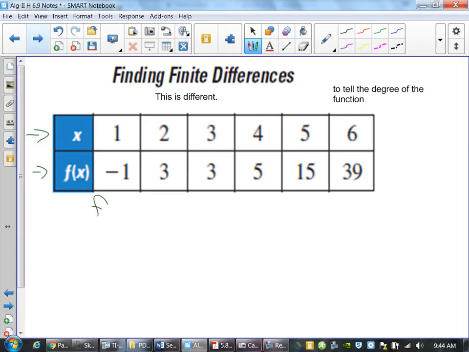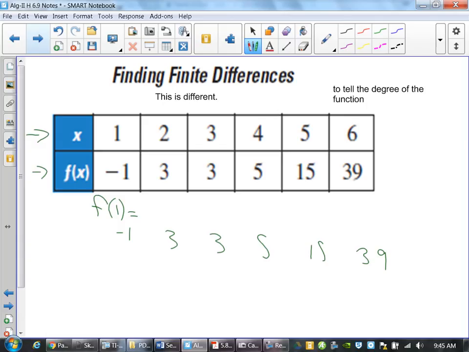I know that f of 1 is negative 1. F of 2 is 3. F of 3 is 3. F of 4 is 5. F of 5 is 15. F of 6 is 32. That's what that means by taking f of 1 and substituting it. We don't know what the function is, but I do know if I substitute in 1, I'm going to get negative 1. If I substitute in 2, I get 3, and so on.